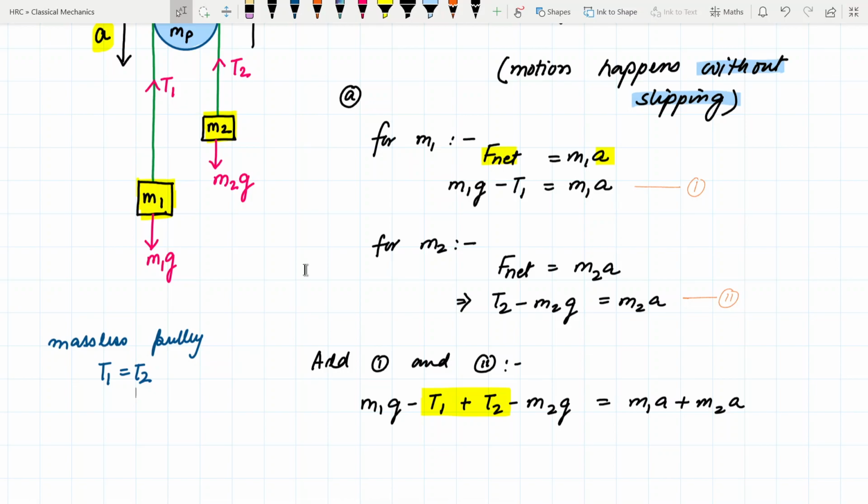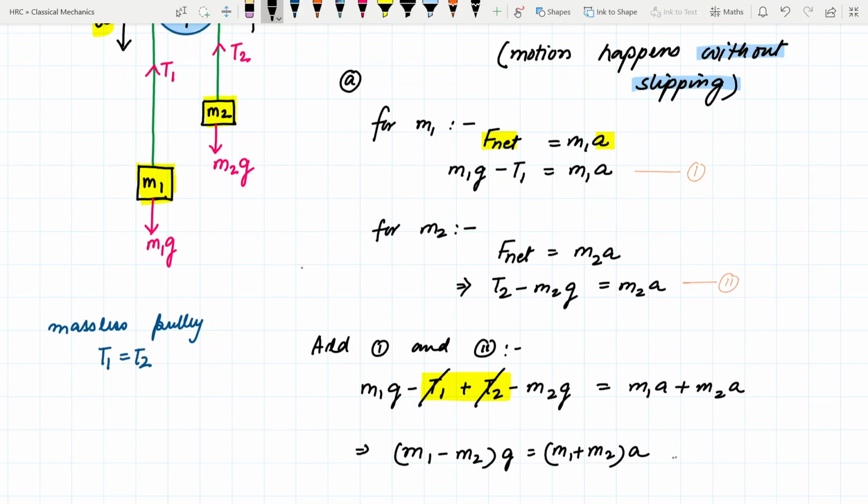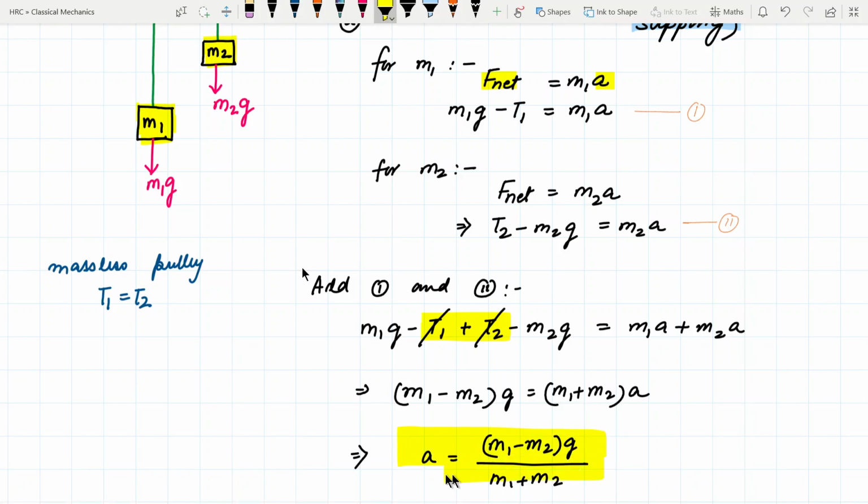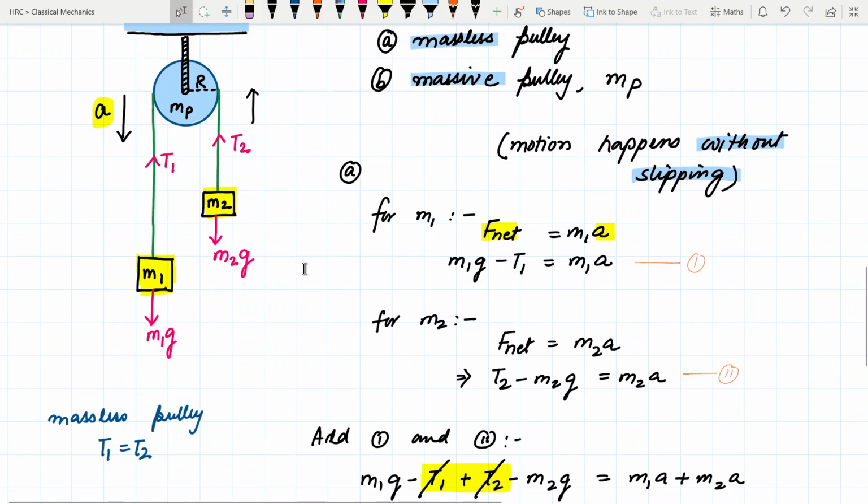So if T1 is equal to T2, what do we do? It's better to subtract them. No, there is no need to subtract, they are simply cancelling here. So these two are getting cancelled. So that simply leads to (M1 minus M2)G is equal to (M1 plus M2)A. All right. So this is nothing but A is equal to (M1 minus M2)G upon (M1 plus M2). Okay, so this is your answer for the acceleration that Deepak had obtained initially. Quite simple, right? Extremely simple.